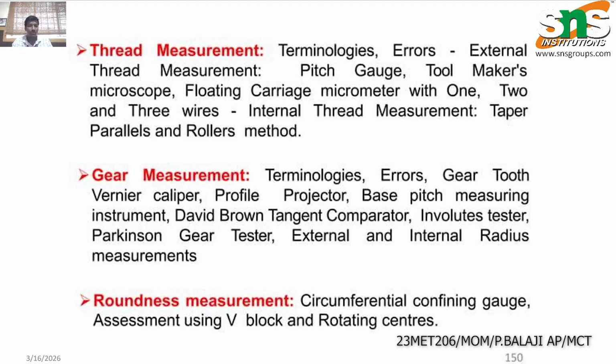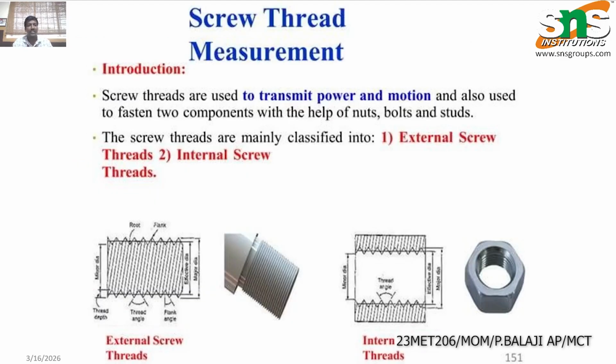In this topic we are going to see terminologies and errors, and how we can measure the external diameters and internal diameters and some surface measurements. In gear measurement we are going to discuss terminologies, errors, gear tooth vernier calipers and profile projectors. Round measurement also we are going to discuss here. Initially we start with the screw thread measurement.